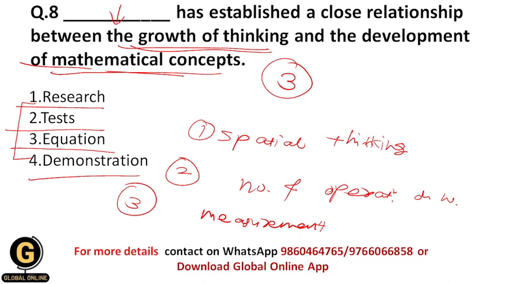And that's why, because of research, we get to know that growth of thinking and the development of mathematical concepts has a close relationship. Okay, and that's why here the correct answer is 1.